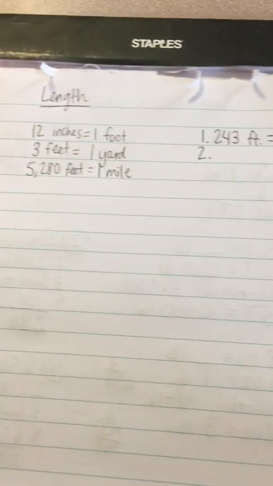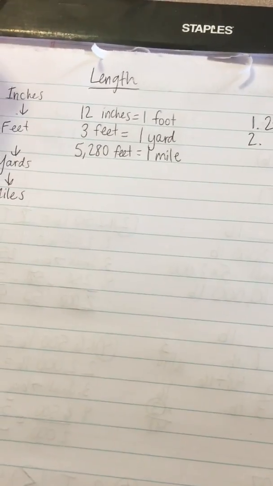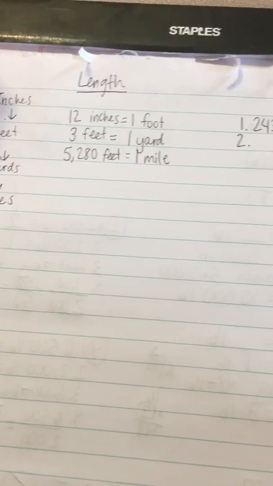So I'm going to follow my steps still, all right? First step is write the equation. You guys are going to do it with me. So my equation is 243 feet equals how many yards? Step 2 is write what you know. What do I know about feet and yards? I know that 3 feet is in 1 yard. So I'm going to write 3 feet equals 1 yard.